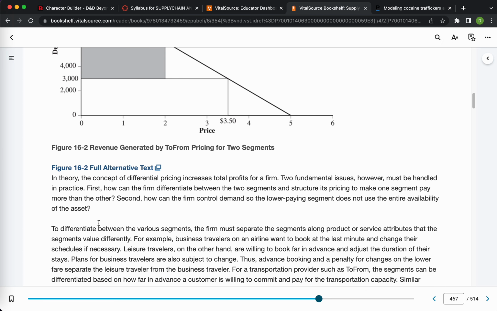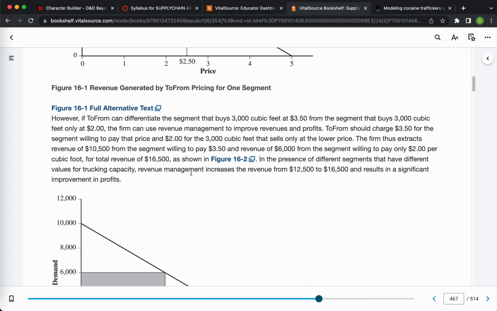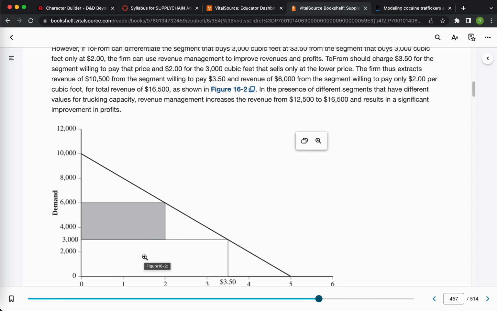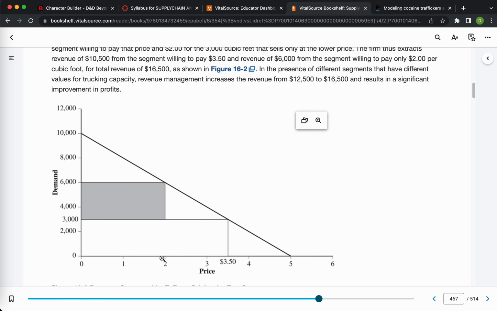So in theory, a concept of differential pricing does increase total profits for a firm. If you offer different demand profiles, that is, you say that I have two separate customers, some of them who will book 3,000 units of this at a certain price, and other customers will book 3,000 of it at a different price.